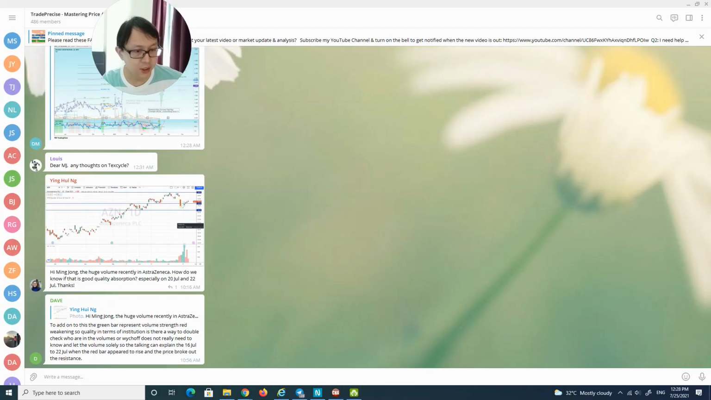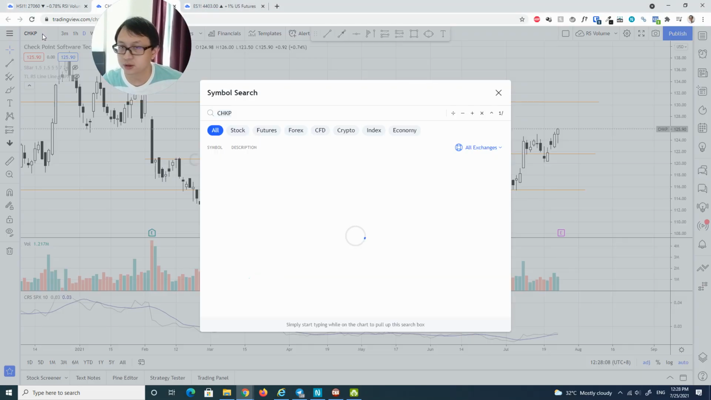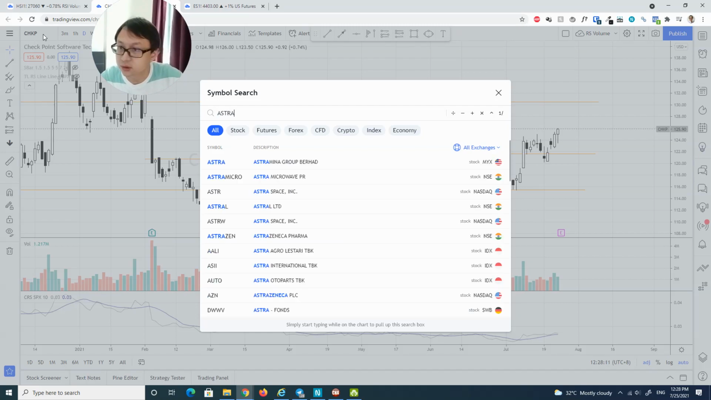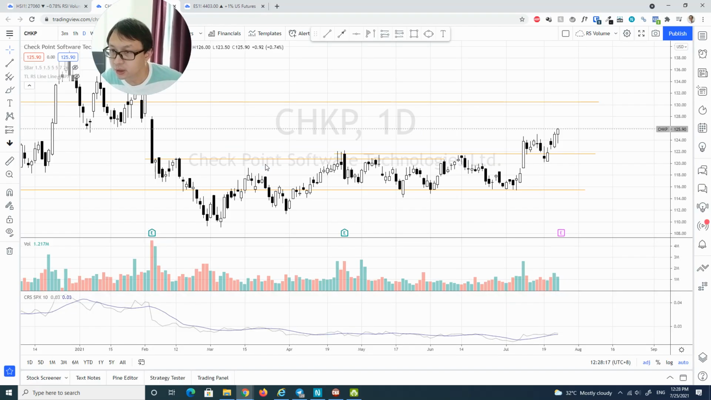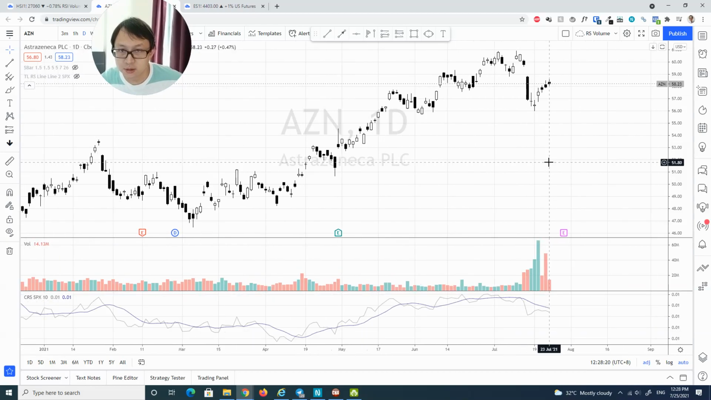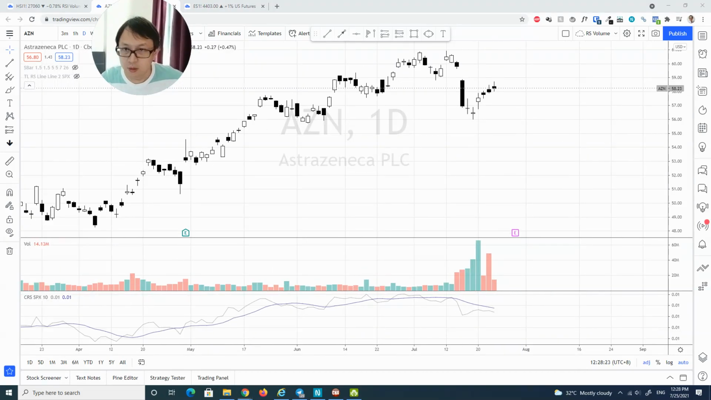Sure, let's look at the chart first. So AstraZeneca, Pharma, AZN. Okay, so this is AstraZeneca. Well, the question about the 20 and 22nd, so okay, so that's 20 and that's 22nd. So these two volume bars here and here correspond to this and also this as well. Okay, so maybe let's look at it with a certain context.